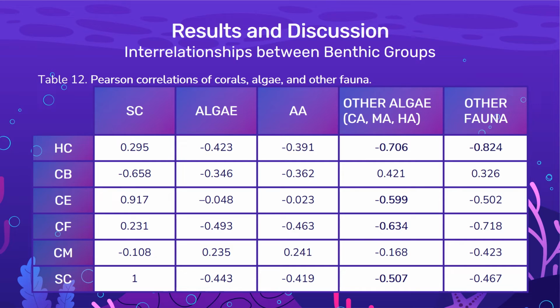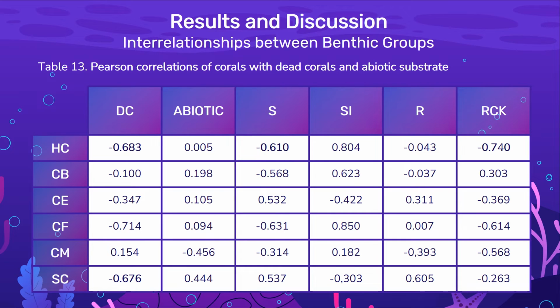There's also a significant negative correlation between hard corals and other fauna. This can be attributed to the interactions occurring between them, wherein other fauna compete for space where conditions are appropriate for settlement and growth against hard corals. The spatial competition dynamics between hard corals and other fauna is an essential element in understanding the conditions of the benthic ecosystem. Table 13 shows the relationship of various coral forms with dead corals in abiotic substrates.